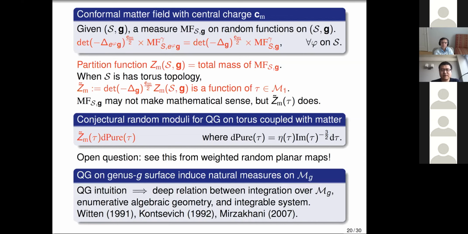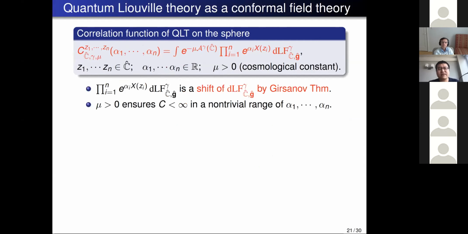So I want to conclude my discussion on this random geometry part by saying that quantum gravity also induces very natural measures on the moduli space of higher genus surfaces. And the quantum gravity intuition motivated very deep relations between the integration over moduli space, enumerative algebraic geometry, and integrable systems. Okay, so the remainder of my talk will be devoted to the quantum Liouville theory as a conformal field theory.